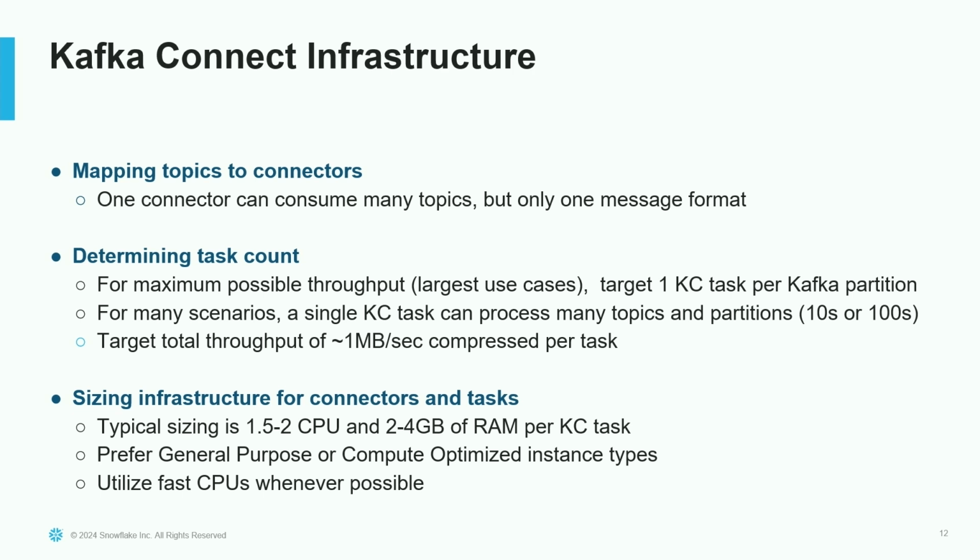For the connectors themselves, we like to see 2 CPUs per task, and then 2 to 4 gigs of RAM. That's enough for the JVM to work pretty effectively. Today we're running 100 Connect clients. So we've got 12 brokers and 100 Connect clients, or Connect nodes.